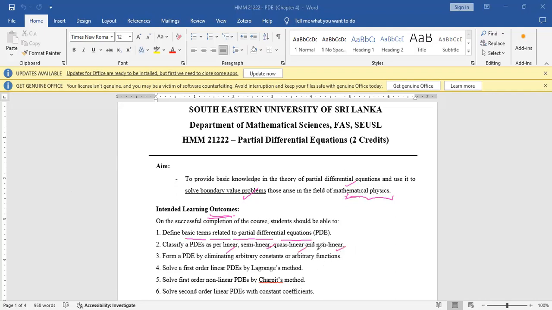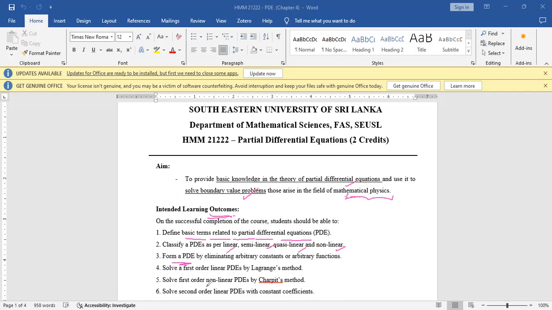So hope you know these things. Then also we have used some elementary arbitrary constants and arbitrary functions to eliminate to get the PDE. Next one, we have solved our first order linear PDE using the Lagrange method. There we have used a quasi-linear case.